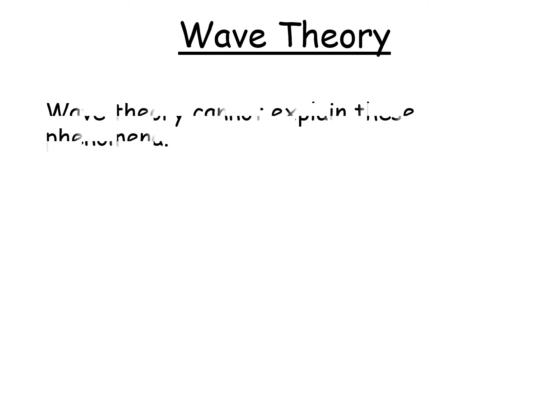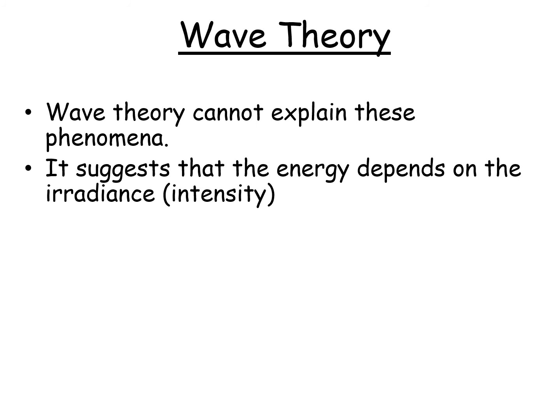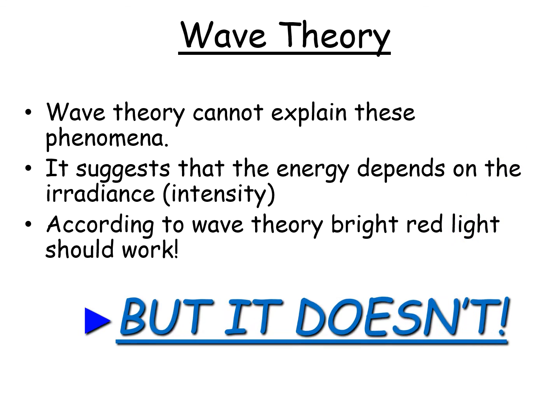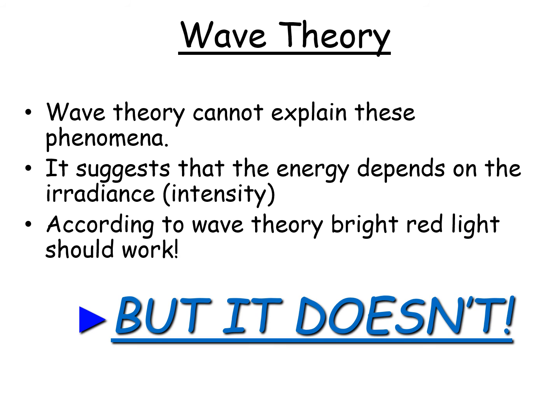Okay, so just to summarize, wave theory cannot explain these phenomena. It suggests that the energy depends on the irradiance. According to wave theory, bright red light should work. However, it doesn't. So therefore, the wave theory explanation is wrong. So if you want, make a wee copy of this. Ignore the word intensity. That doesn't really need to be there at all.